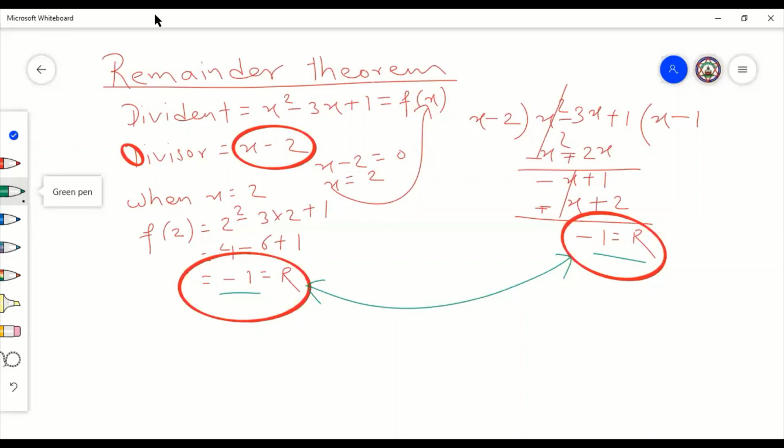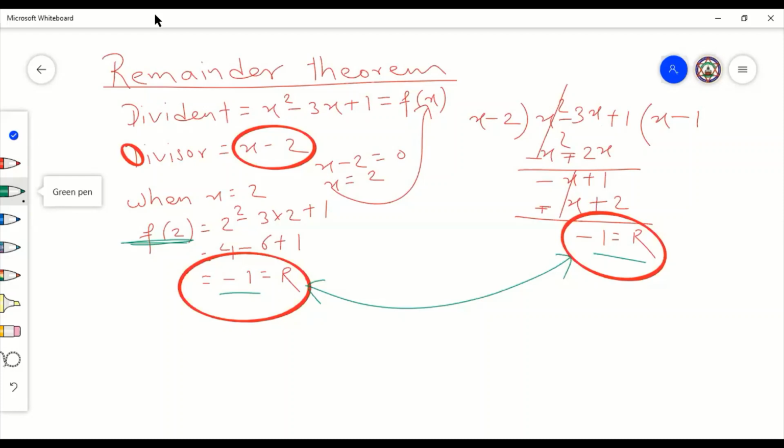Suppose one of the polynomials you are given here is f(x) equals x squared minus 3x plus 1, isn't it? Suppose in this case here the polynomial is f(2). Once you check this f(2), f(2) gives the remainder as minus 1, isn't it? f(2) gives the remainder as minus 1.